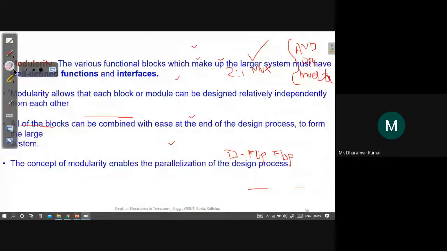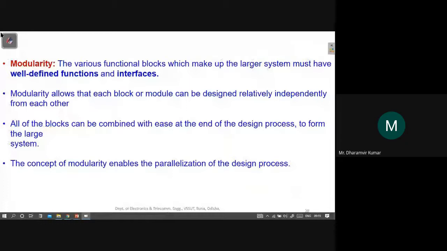Next concept is called modularity. It says that the various functional blocks which make up the larger system must have well-defined functions and interfaces. The smaller blocks which are used to design the big circuit must be similar to each other as much as possible, which we had seen in the previous principle.